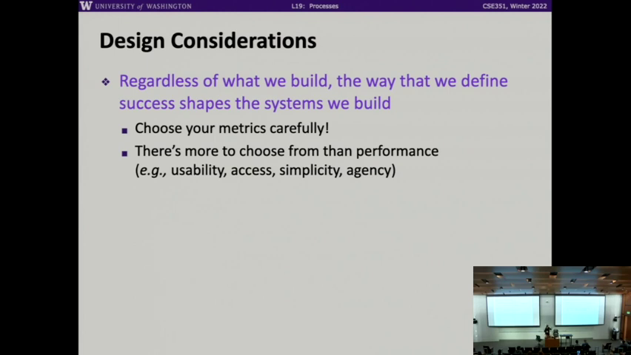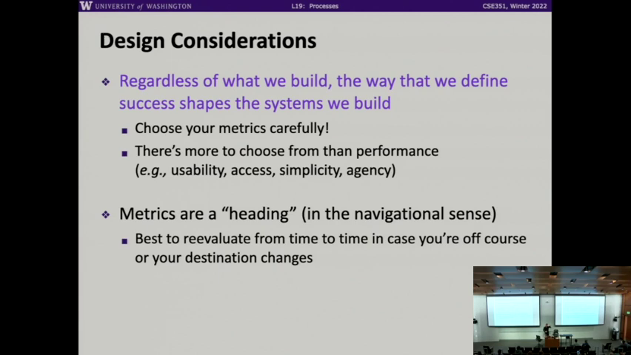And so this is the piece. Regardless of what we end up building, it could be the computers that we make, the structures, the houses of computing that we live within, the ways that we bind ourselves, the ways that we structure and schedule our time, the way that we define success shapes that system. The metrics that we choose shape the system that we create. There's more than performance. This is the first point we'll end on: metrics are a heading. They're a way of saying north is about that way, and we want to head about that way. But if we don't reconsider our metrics from time to time, we might end up in some strange spaces.